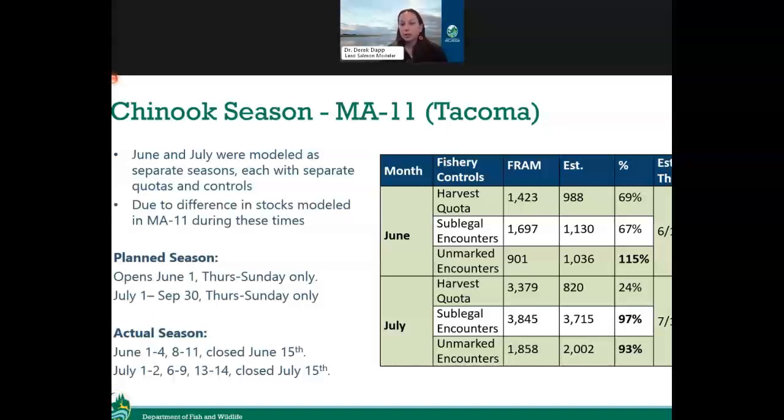So we could see that in the June timeframe, we did go over our unmarked encounters, which was the wild fish. We did go over that encounter limit in early June. So that fishery was open from June 1st through 4th, and then the 8th through the 11th, and then it closed down after June 15th. And then in July, we had a really similar story, where we had reached both our sublegal encounter and our unmarked or wild encounter limits halfway through the fishery as well. So it was open from July 1st to 2nd, and then again from the 6th to the 9th, the 13th and the 14th, and then again closed down on July 15th.